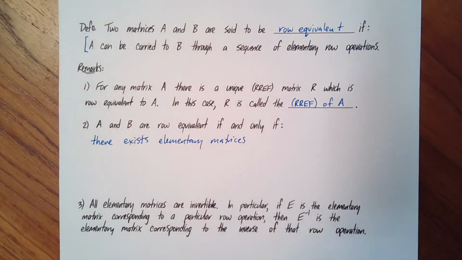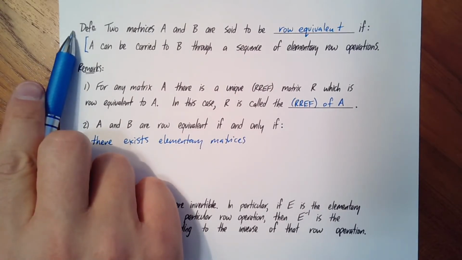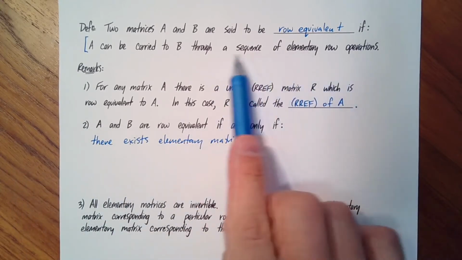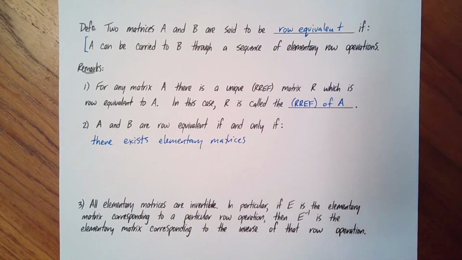Now, how many of them will there be? We don't really know, because in the definition of row equivalence, there's no limit on how long this sequence of row operations could be. There might be 7 row operations, or 70, or 170. It might be very long. We don't really know. So we have to stay general. We don't know how many row operations there would be.